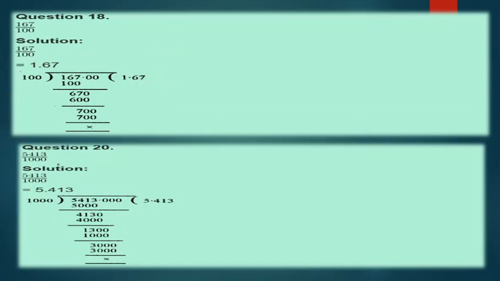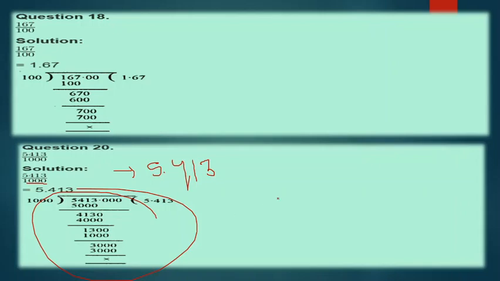When the denominator is 10, 100, 1000, 10,000 like that, we will write the answer directly by observing there are 3 zeros. So how many decimal places are there? It means we have to write 3 decimal places. 5.413 is the answer. And then you have to use the division method also.